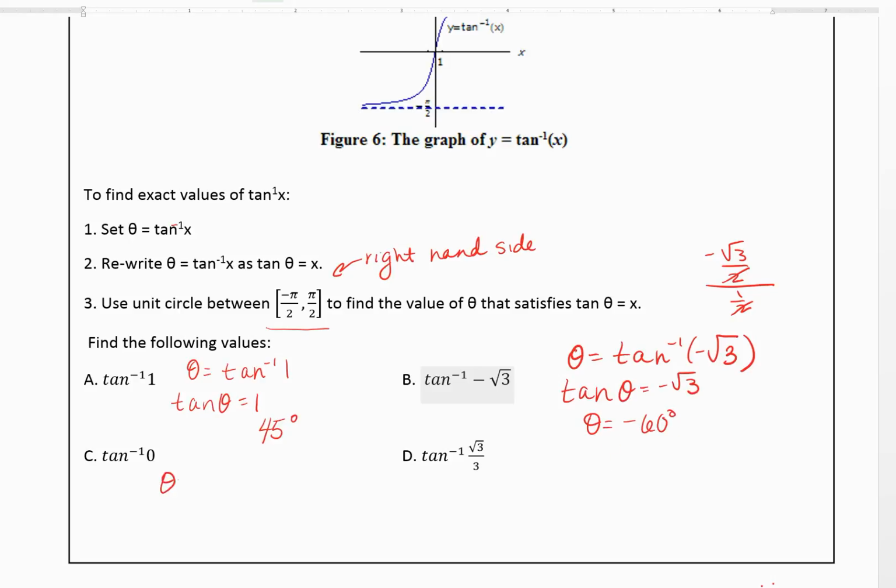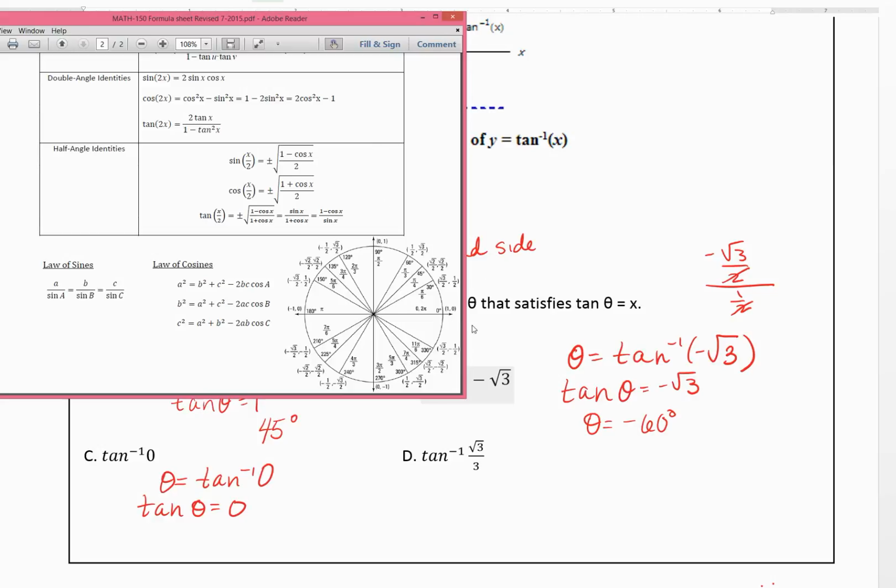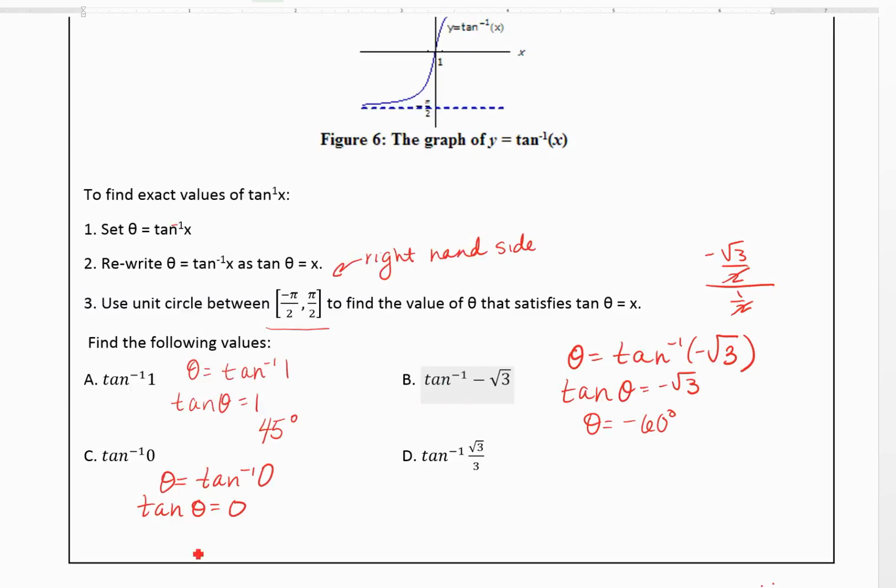Okay, next we want tangent inverse of 0. So we'd say theta equals tangent inverse of 0. So tangent of theta equals 0. So where is y over x equal to 0? Here at (1, 0), we get 0 over 1. So theta equals 0 degrees.